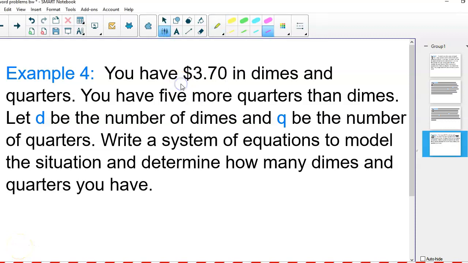370 in dimes and quarters, so that tells us in both. 5 more quarters than dimes. Let d be the number of dimes. Determine how many dimes there are.